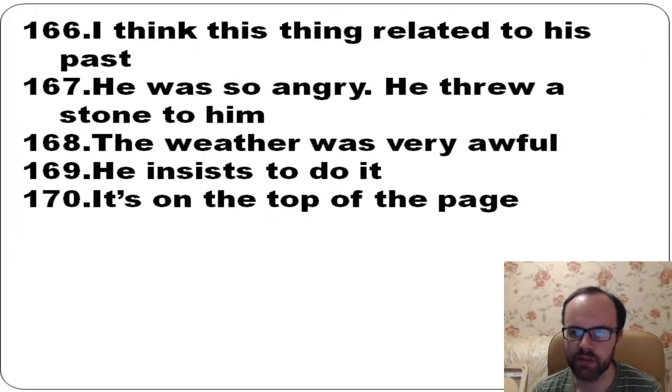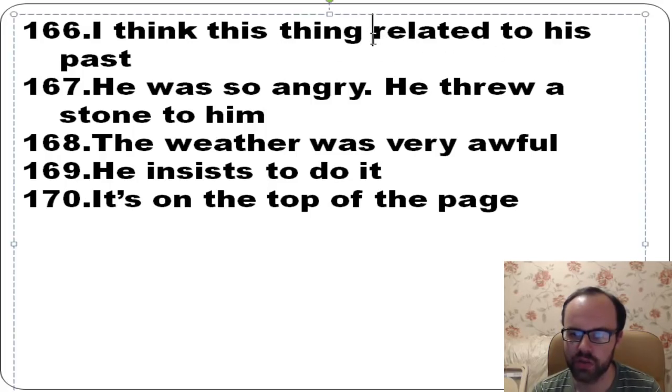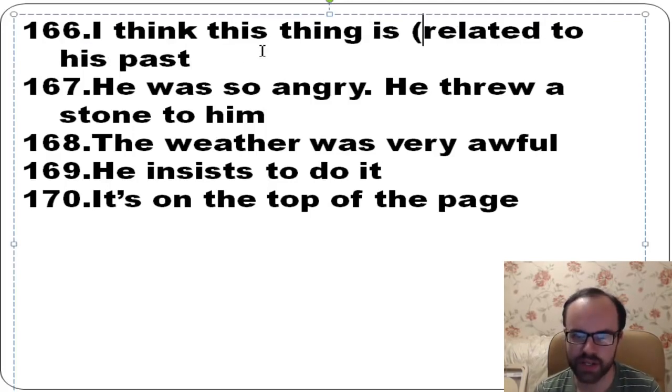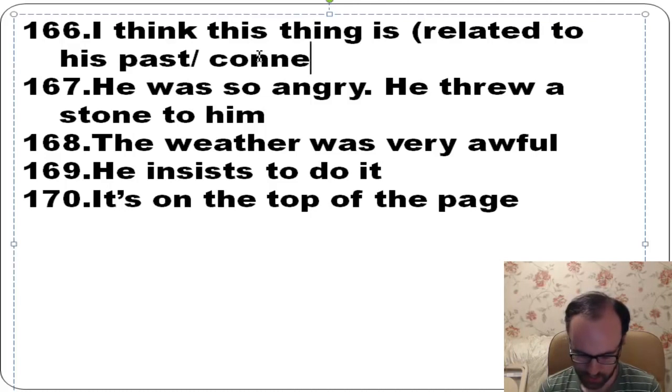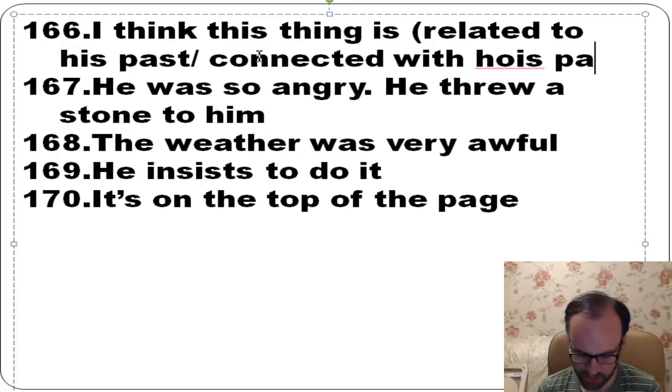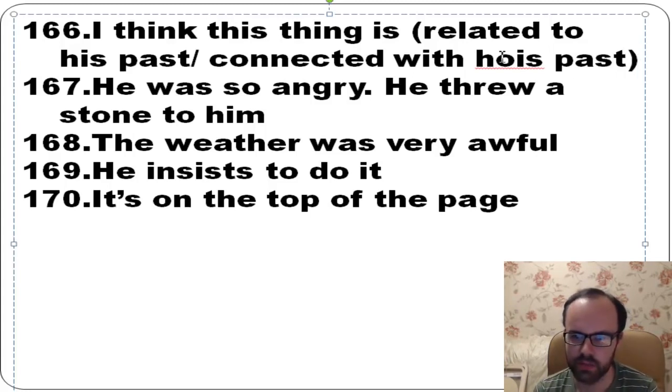I think this thing related to his past. It's okay, this thing, related to his past. Okay? So you need to remember this phrase: is related to his past, or is connected with his past. Is connected with his past. Don't forget to use it. Is related to his past or is connected with his past.